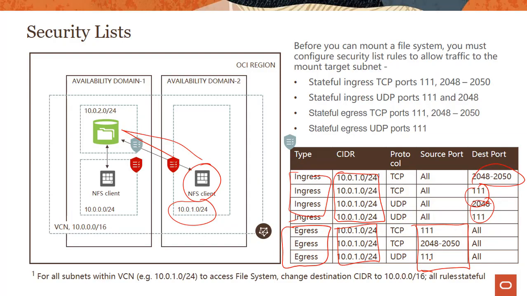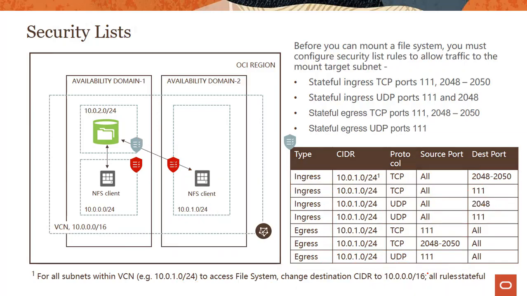If you want all subnets within the VCN to access the file system, just change this CIDR to the CIDR for the VCN, then all the subnets can access the mount target, and we did that precisely in the previous demo.